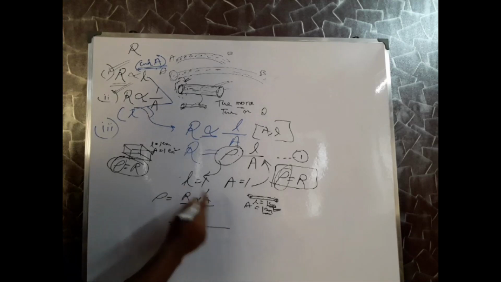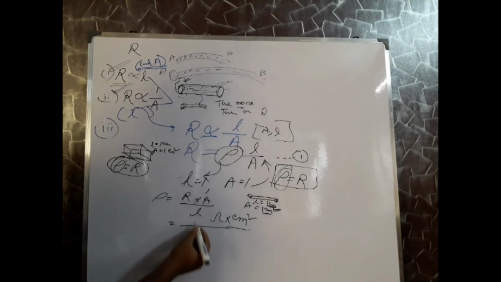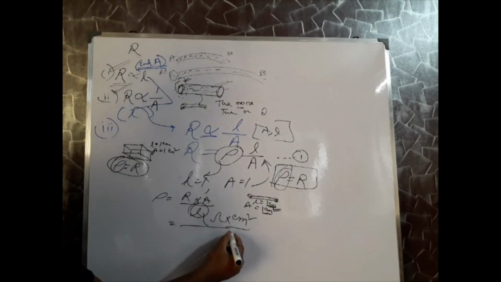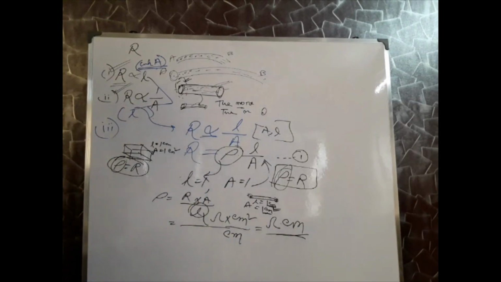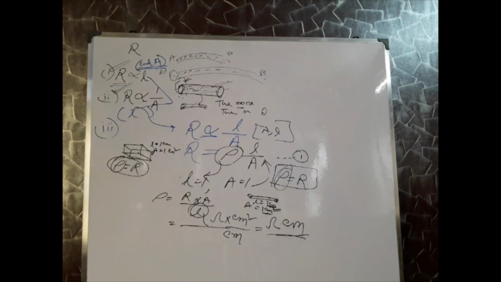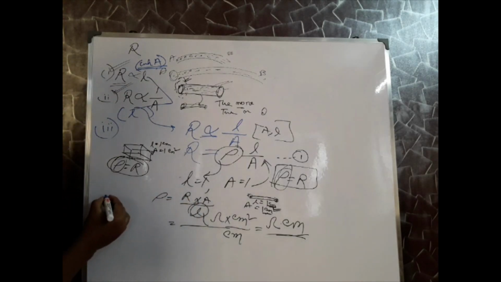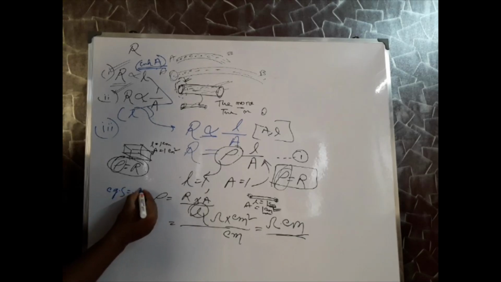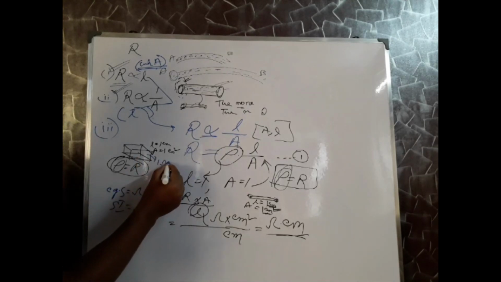What is the unit of R? Ohm. What is the unit of A? That is centimeter square or meter square, whatever. What is L? That is centimeter. Simply what do you have? Ohm into centimeter. So that can be ohm into centimeter and also ohm into meter. So the unit of resistivity or the specific resistance is ohm into centimeter. So in CGS we have ohm centimeter, in SI we have ohm meter. Simple.